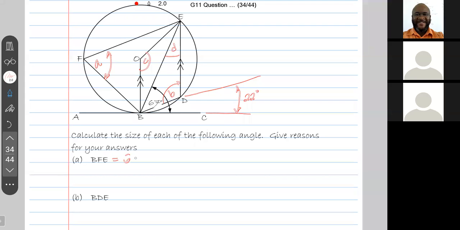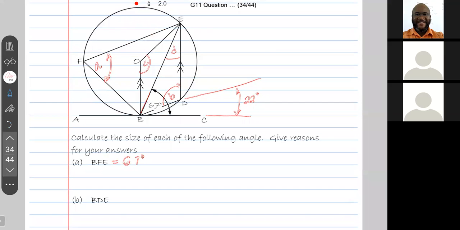BFE is equal to 67 degrees. And this is the reason: the angle between the tangent and the chord. So BE is the chord, and the angle between the tangent and the chord is equal to the angle in the alternate segment.